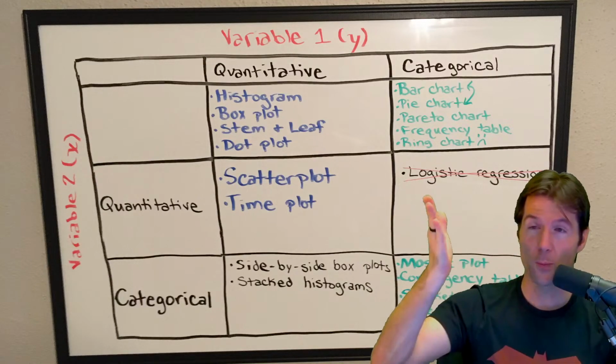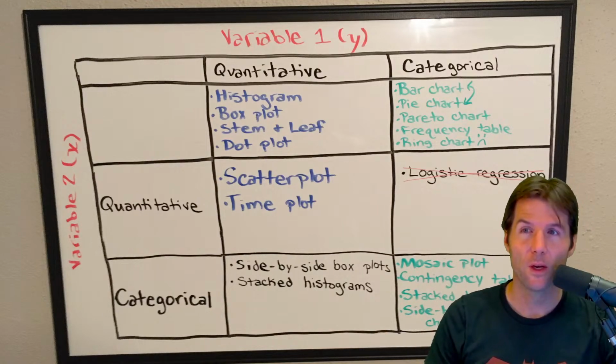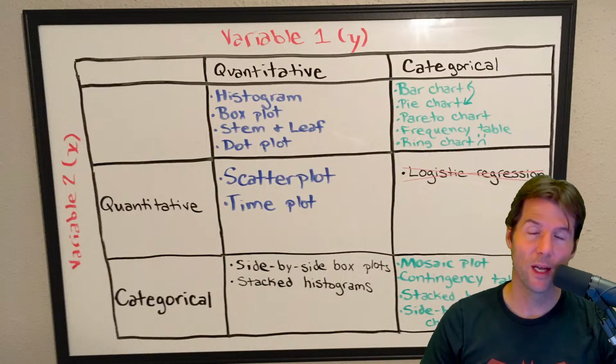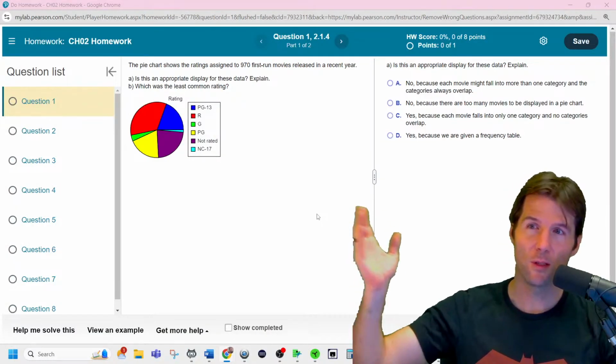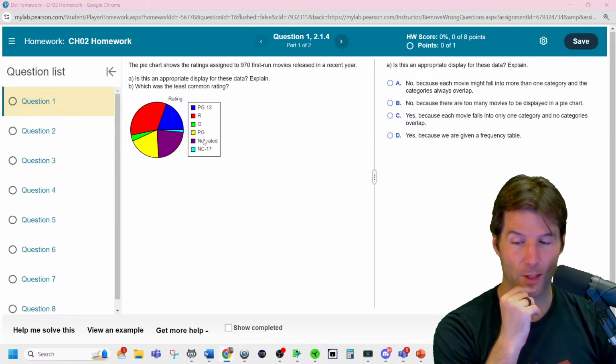So bar chart, your favorite pie chart, your favorite bars, Pareto plot, which is a bar chart put in order, can be called Pareto plot or Pareto chart. And frequency table shows you the counts of the frequency of each group, and a ring chart. Make sure you can kind of draw a little picture of each of them so you know what these look like. And we have right here a pie chart.